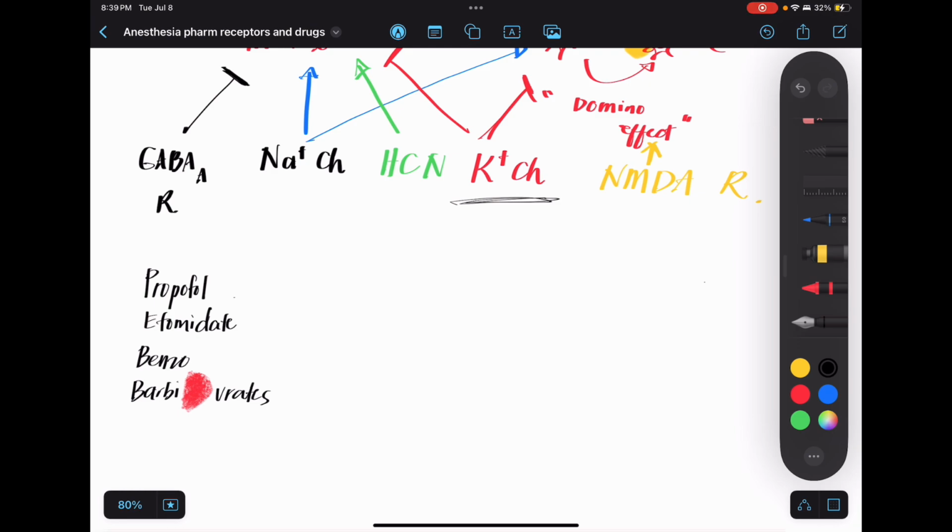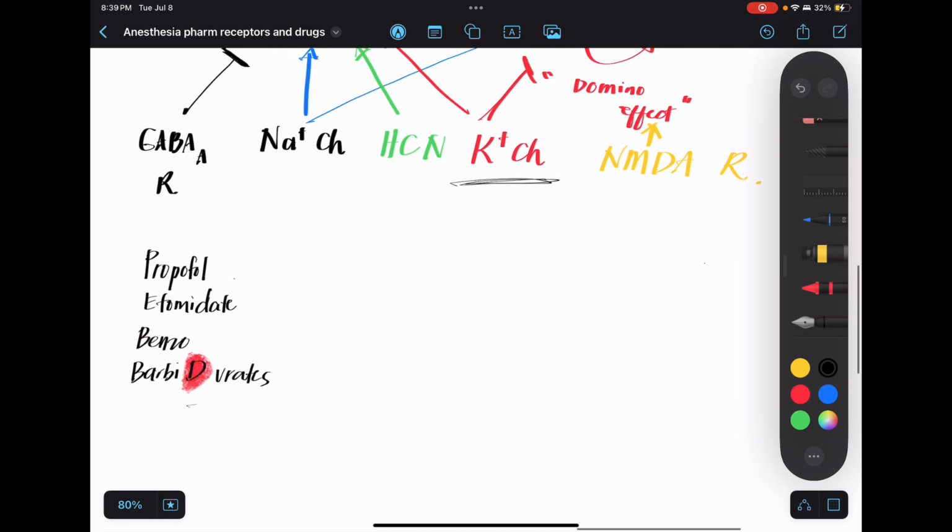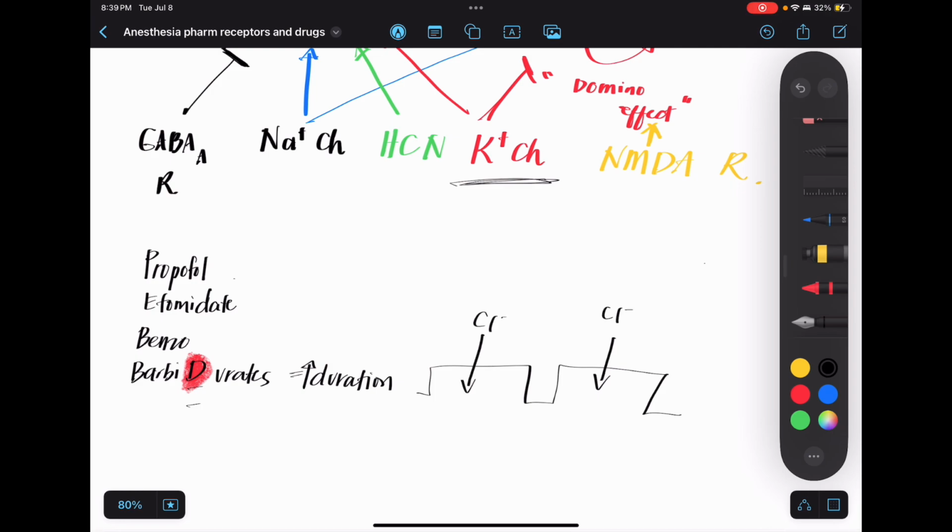So why I made this D instead of a T is because it reminds me that it works on the duration. It increases the duration of GABA opening. So the GABA opening is longer. So now there's more time for chloride to rush into the cell.